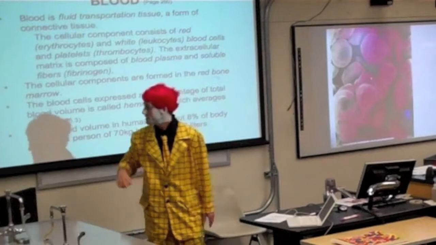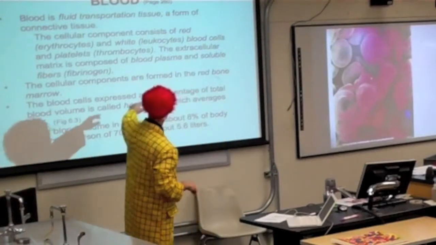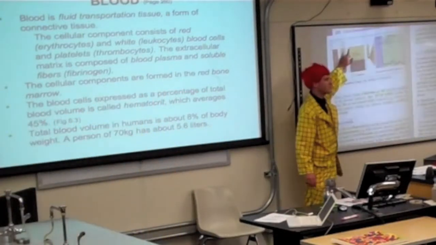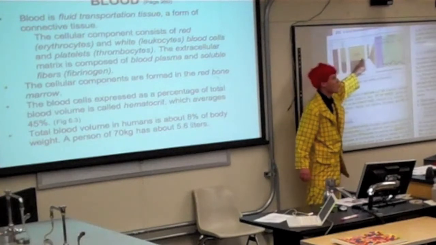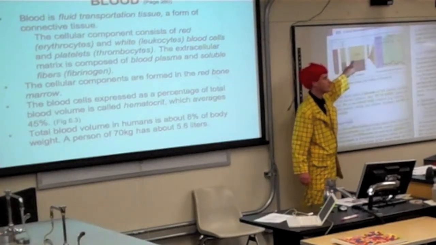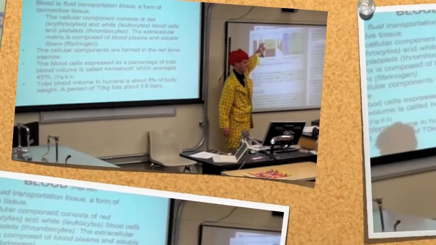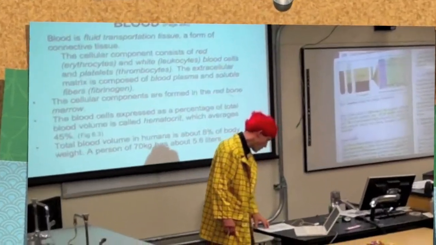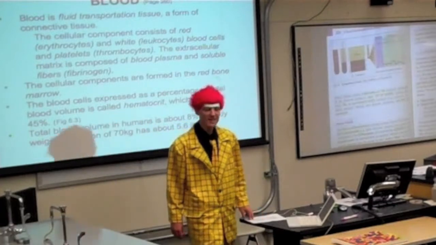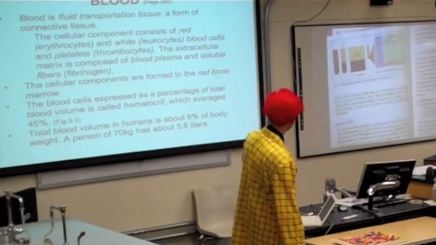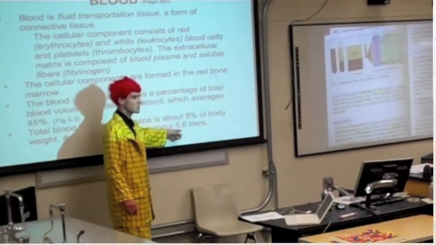And then this is an interesting thing: the term hematocrit is an expression of the blood cellular components compared to the whole blood. When we look at the blood volume, it's about 8% of the body weight. So if you are 70 kilos, it's about 5.6 liters.